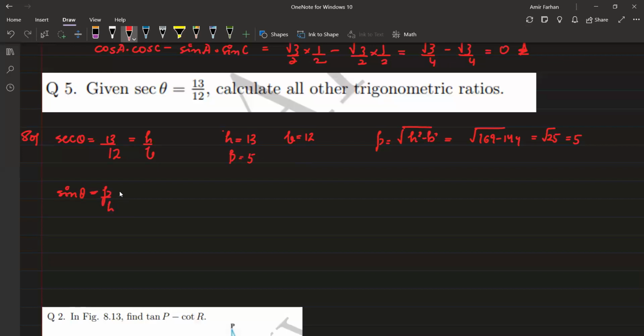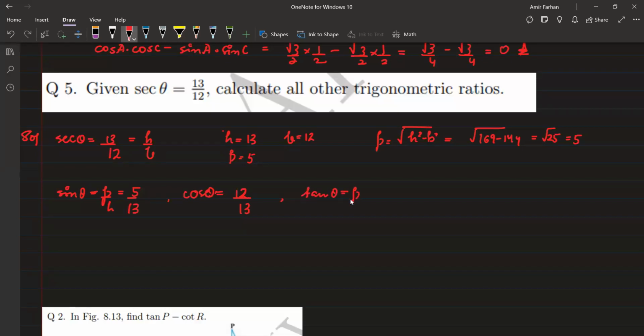Sin theta is P by H, which is 5 by 13. Cos theta will be the inverse of sec theta, so it would be 12 by 13. Why? Because you have to inverse it. Yes or no? Please let me know. Yes, sir. Clear? Okay, very good. Next is tan theta.